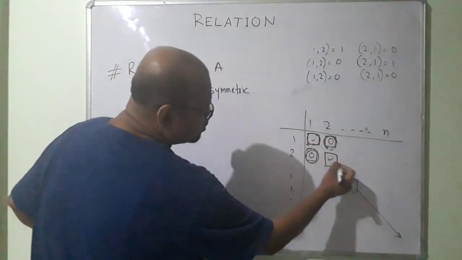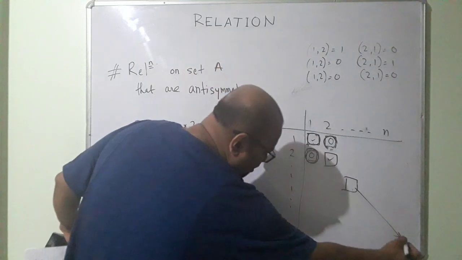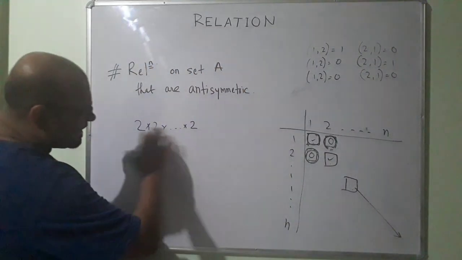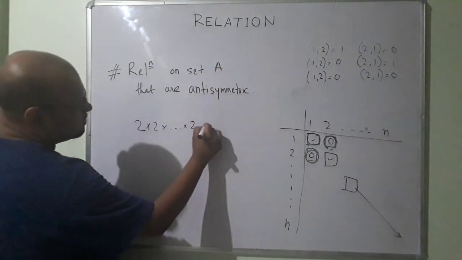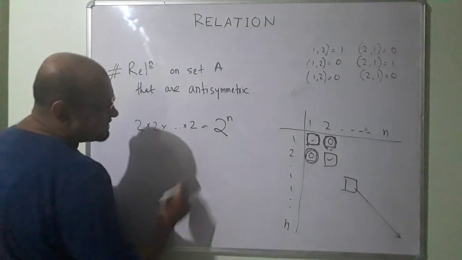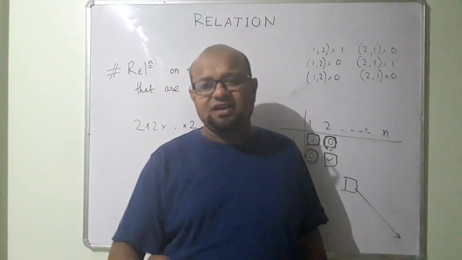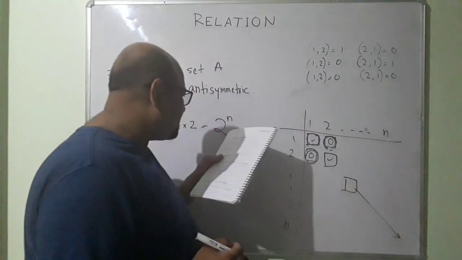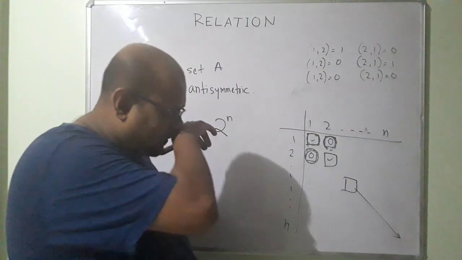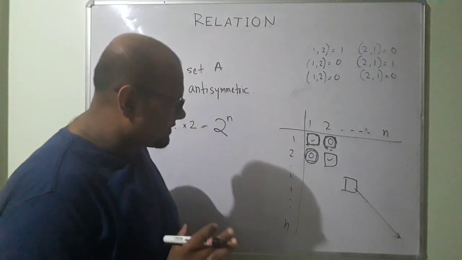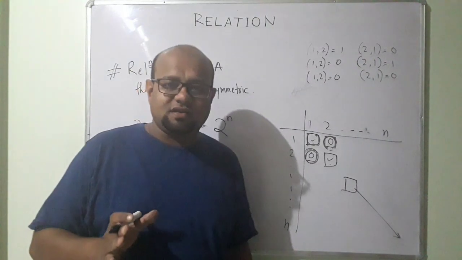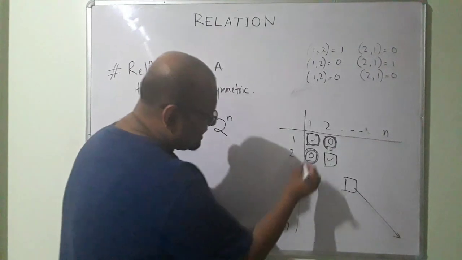So two choices into two choices into two choices, on this diagonal I have n places. So 2 to the power n ways in which I can fill the diagonal. Okay. So along this diagonal I can have this many choices. Now apart from the diagonal, that is the main thing. How many do I have?